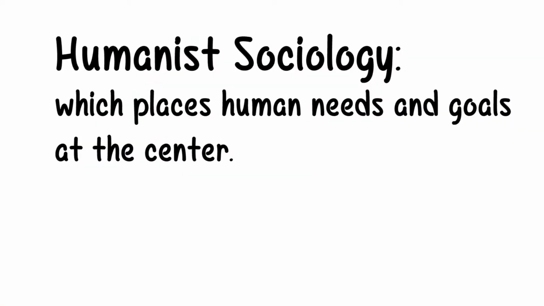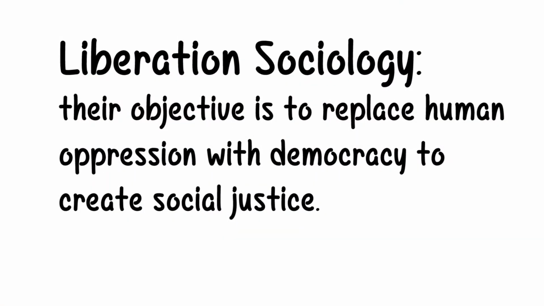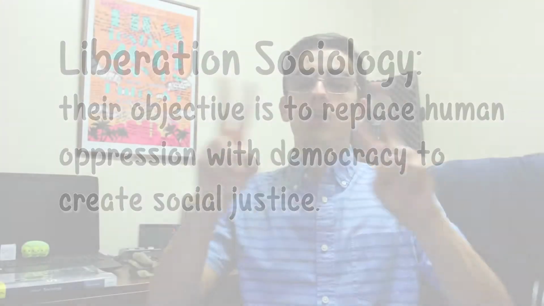Humanist sociology places human needs and goals at the center. Hashtag what benefits us. The next key term you need to know is liberation sociology. Their objective is to replace human oppression, place democracy at the greater good, and create social justice. Hashtag what benefits society so we can all function together. The first time social scientists actually used liberation sociology was in 1954 in Brown versus Board, which eliminated separate but equal. Basically, long story short, liberation sociology is to make everyone equal.